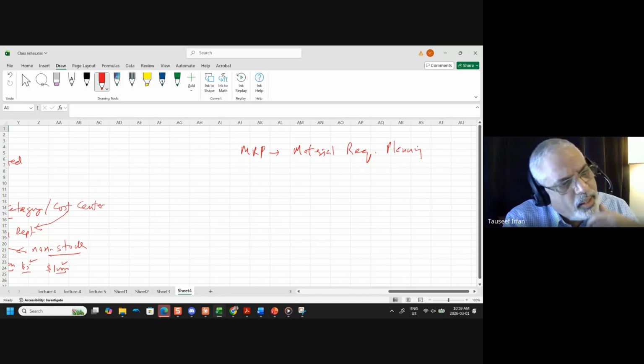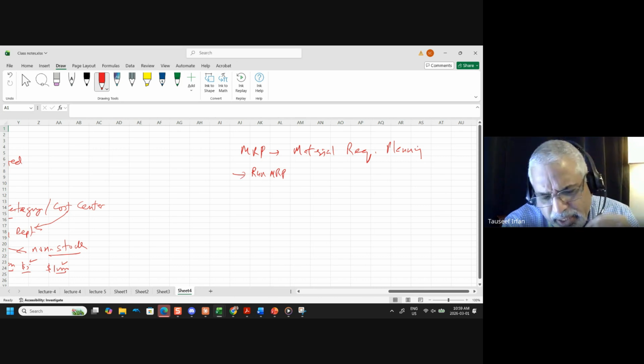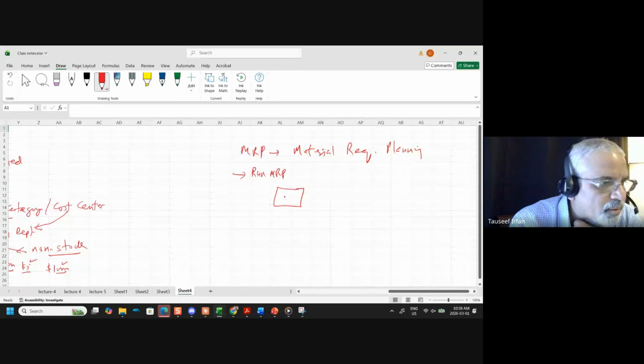And so what happens is that when you run an MRP, you will see this word many times. I will say it in the class when I teach the MRP: run MRP, run. What does run MRP mean? It's an algorithm, a heuristic. Yeah, we'll learn about that.